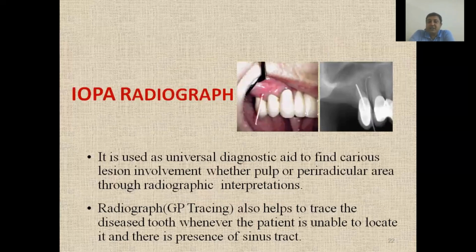Next test is intraoral periapical radiograph test. It is used as a universal diagnostic aid to find the carious lesion involvement, whether pulpally involved or periradicularly involved, through the radiographic interpretations. The radiograph also helps us to trace the diseased tooth whenever the patient is unable to locate the tooth and there is a presence of a sinus tract. How do we do it? We do it by a sinus tracing or the GP tracing, gutta percha tracing. These were the pulp vitality tests which were common in clinical situations.